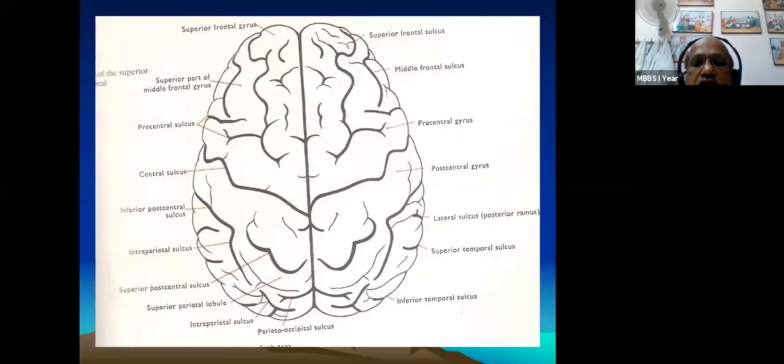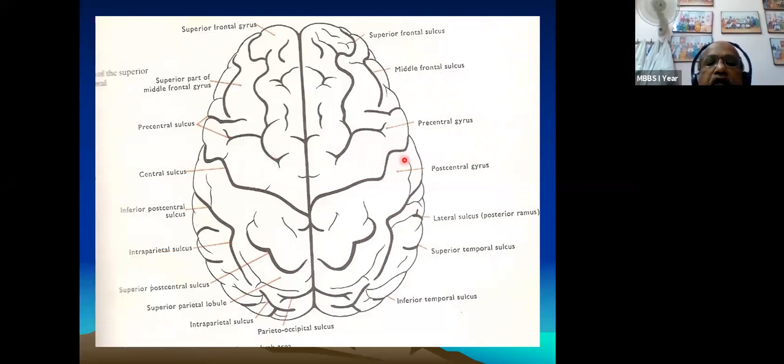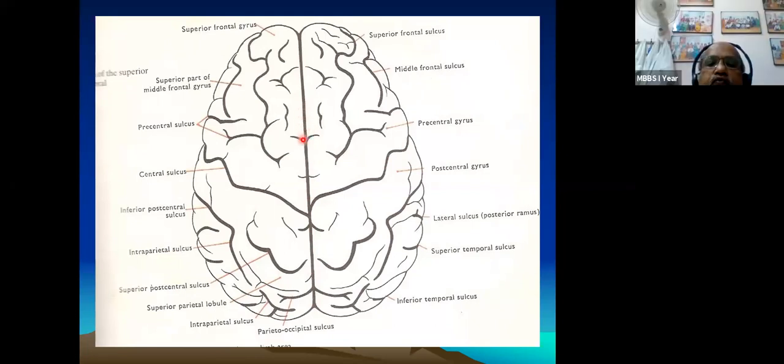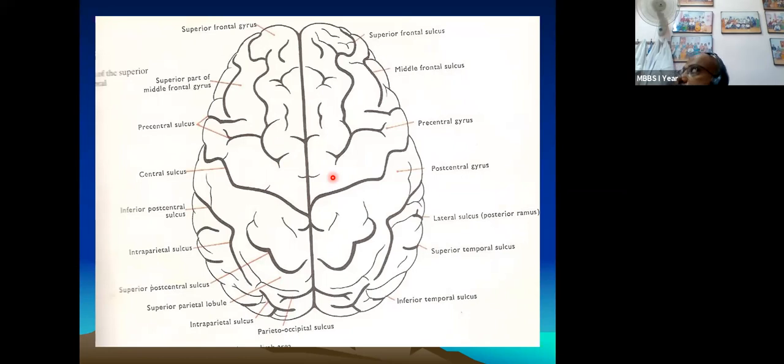So now, this is the superior view of the brain, what you are going to see now. So this is the superior view of the two cerebral hemispheres. What is this called? That is separating the two cerebral hemispheres. Corpus callosum? So the sulcus and this is a gyrus, separating the two. Corpus callosum is connecting the two cerebral hemispheres. Cerebral cortex.